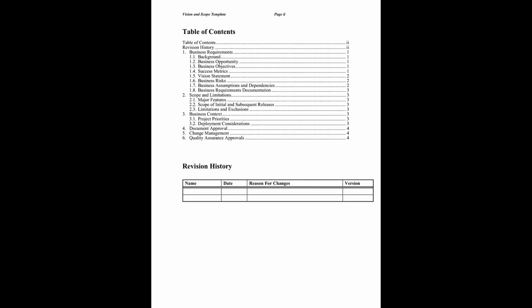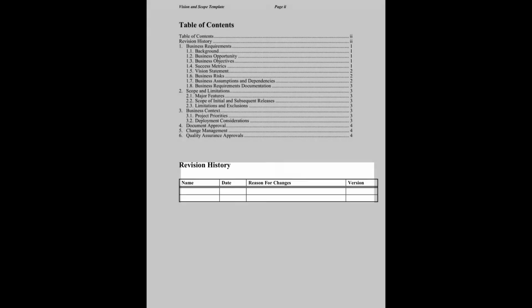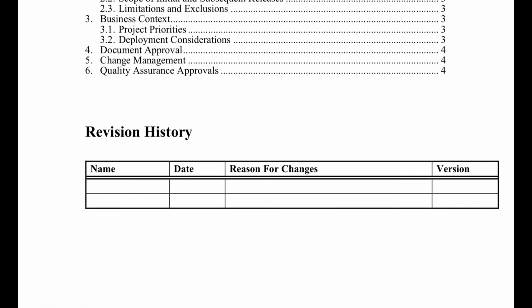Let's talk now about the revision history. Really what the importance is of the revision history when it comes to the vision and scope document, or really any document that you're making updates to.